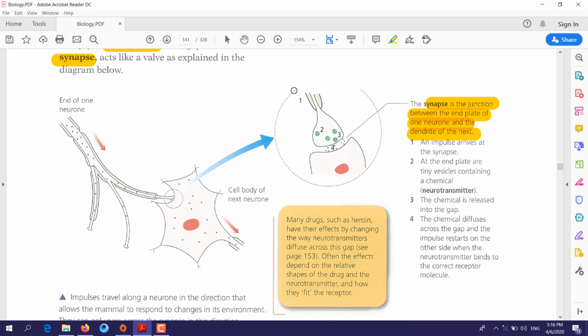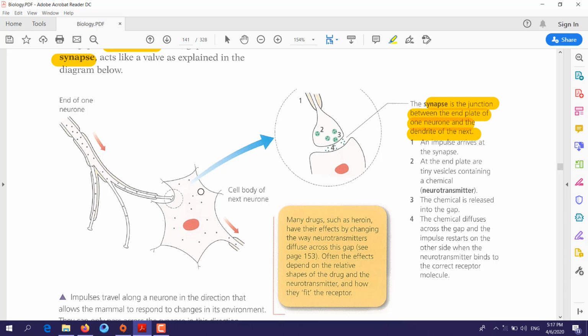This mechanism will be done in 4 steps: 1, 2, 3, 4. What are these steps? Firstly, an impulse arrives at the synapse. The impulse is coming from the axon to the end plate. Okay, it will reach the end plate. This is step number 1. An impulse arrived at the synapse here.